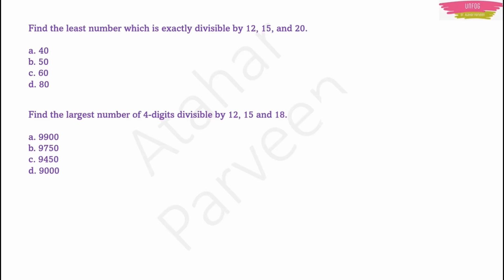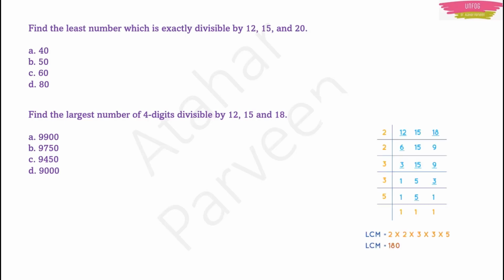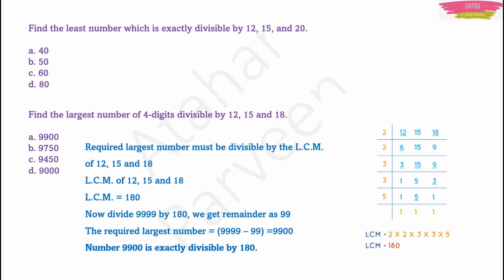Next question. Find the largest number of 4 digits divisible by 12, 15 and 18. Actually, this time I am expecting this type of question. You have to find the largest number of 4 digits which is divisible by 12, 15 and 18. So how do you find the answer? First, you find the LCM of 12, 15 and 18. Why am I telling you to do the LCM? Because any largest number required here must be divisible by the LCM of the numbers given in the question.